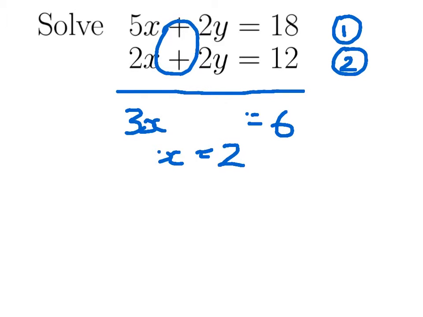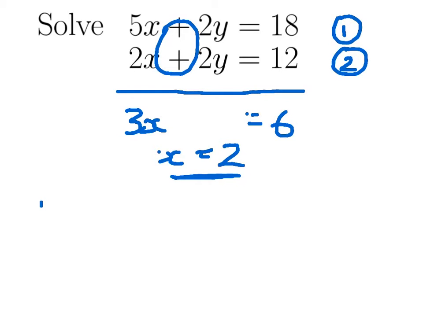So we had to think about it beforehand. I had to look and say, oh, I've got 2y and 2y there, and so that's how I made my decision to subtract. Going back to this result, if we know x is equal to 2 here, well, we can then find what y is by substituting back into one of the original equations.